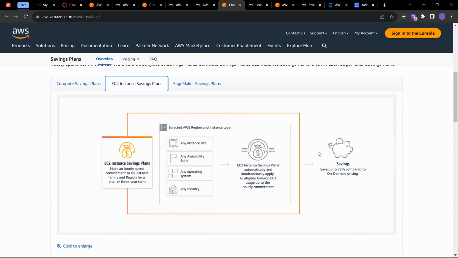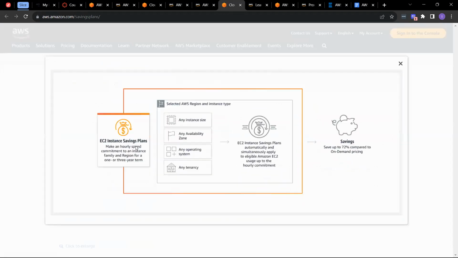Yeah, so when you read the documentation, it says make an hourly spend commitment to an instance family and region for 1 or 3 years. So I think it's very specific. The hourly spend is so limiting. So I think anywhere you see an hourly spend commitment, it should be the EC2 instance service.